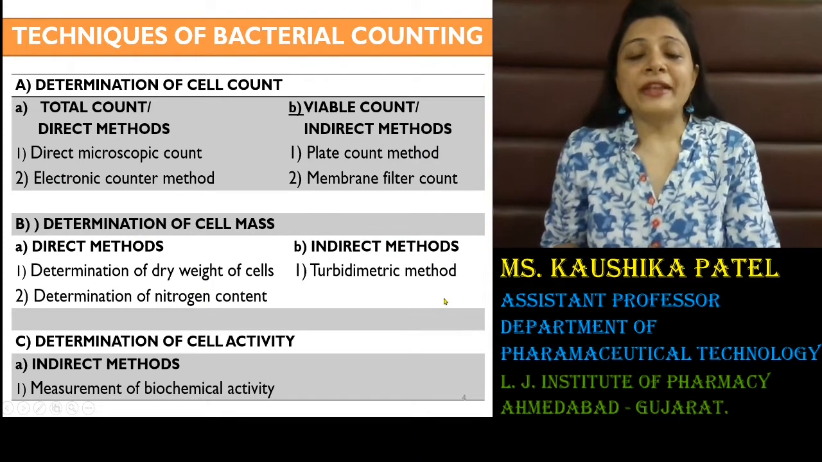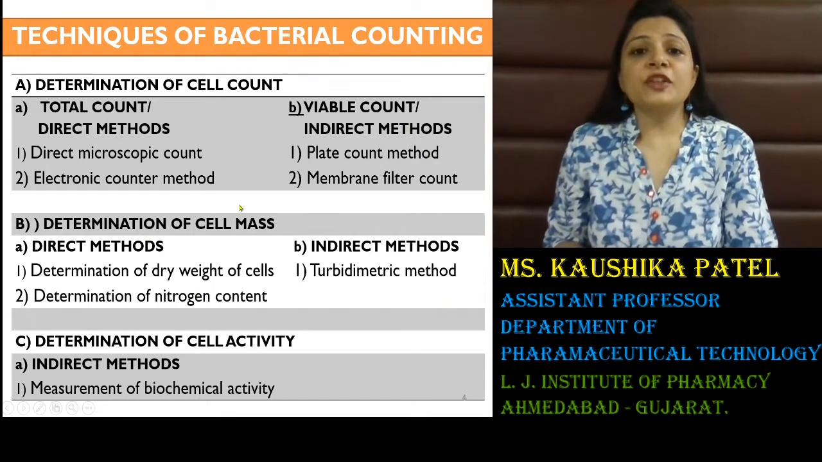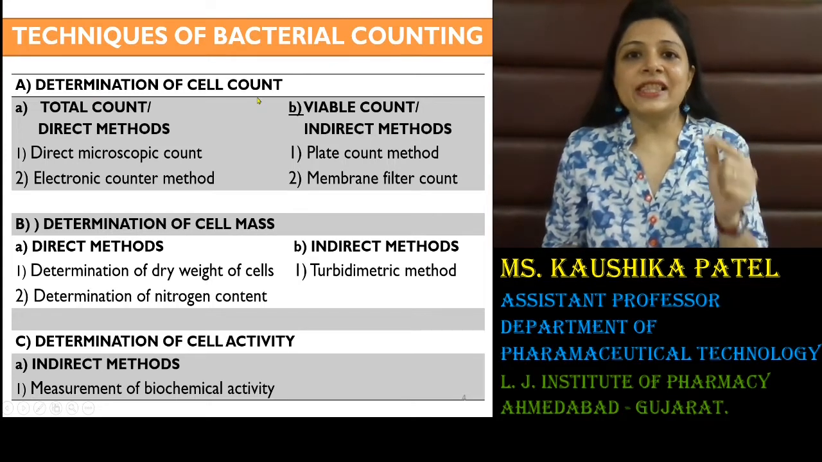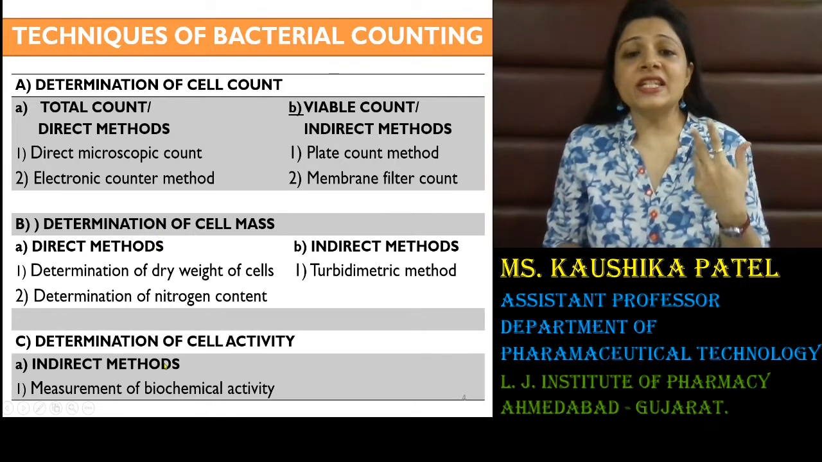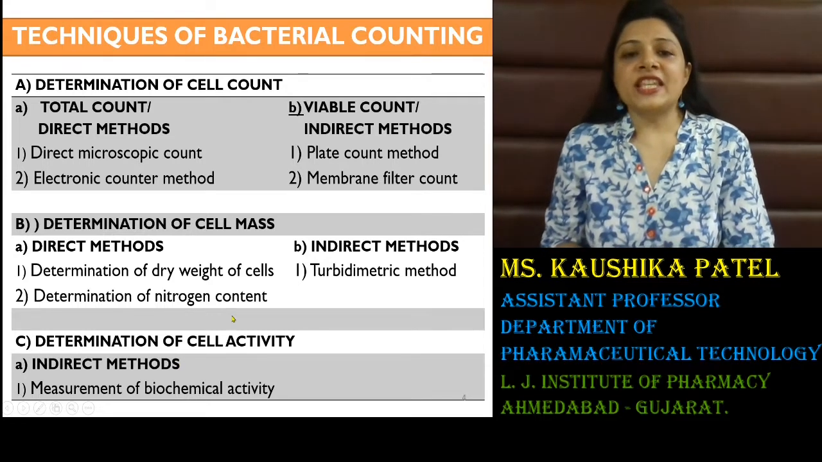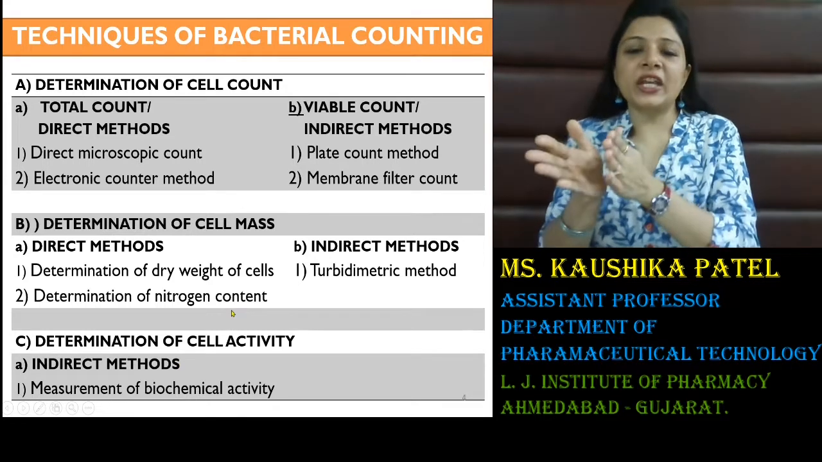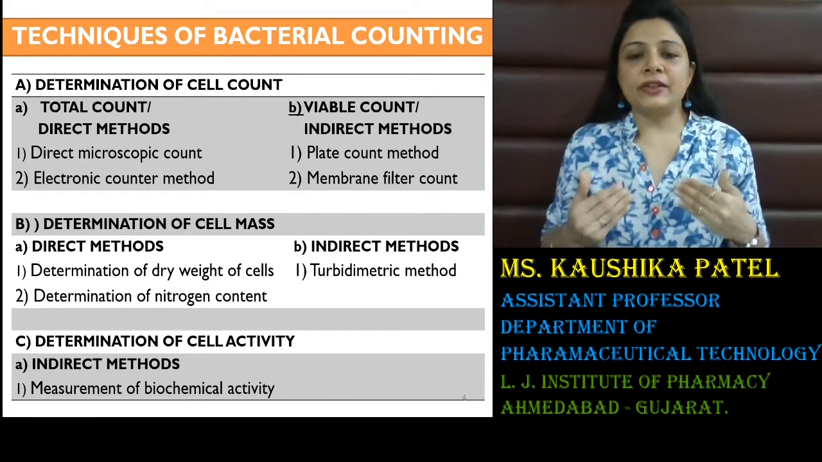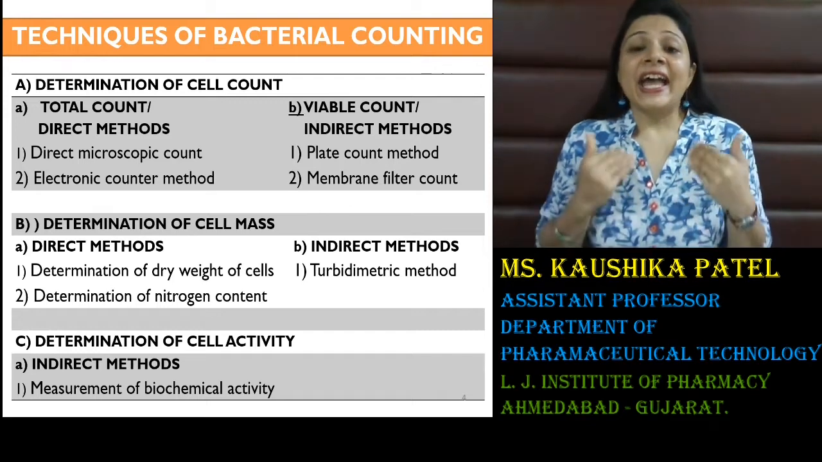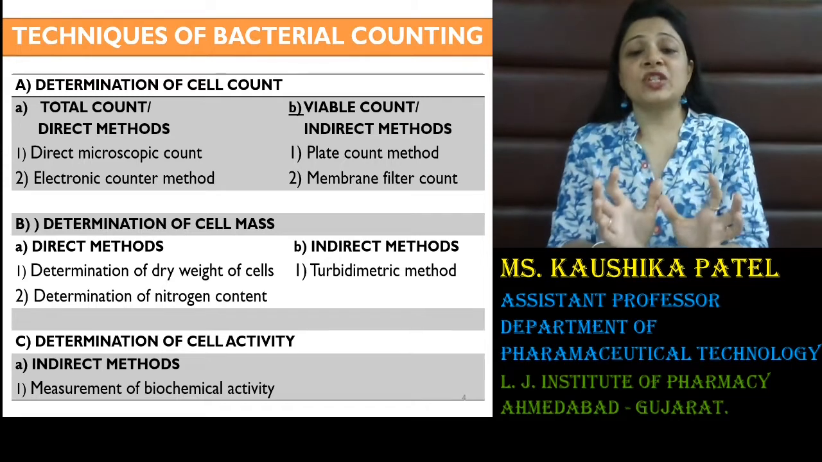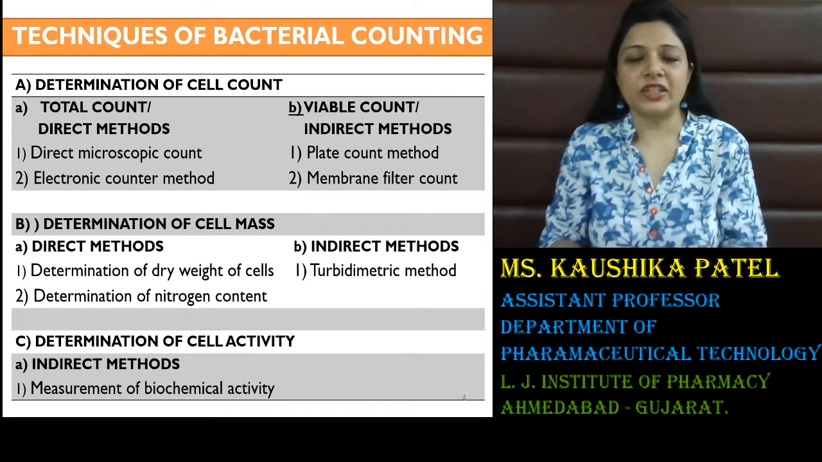So what are the different methods for bacterial counting? Three different approaches are used. First is the determination of cell count, or directly cell number. Second is the determination of cell mass or weight. And the third is the determination of cell activity. For each of these approaches, you can have a direct method or an indirect method. So each of these methods you have to study in detail, and in the exam you have to elaborate only those approaches which are asked in the question.